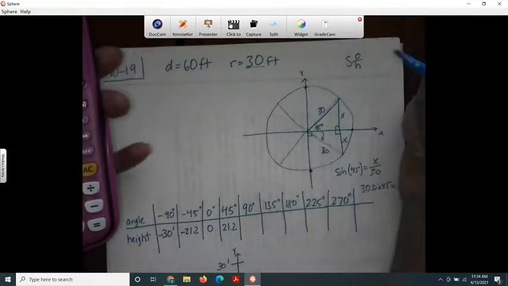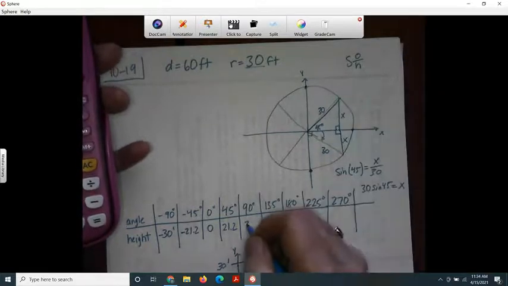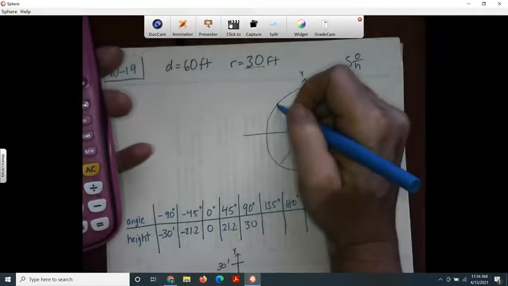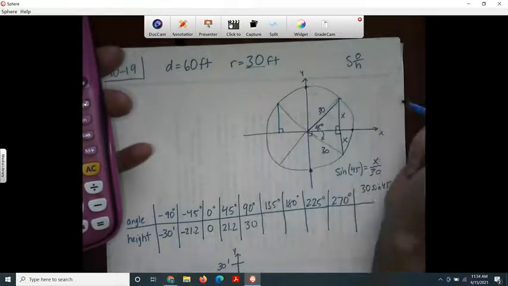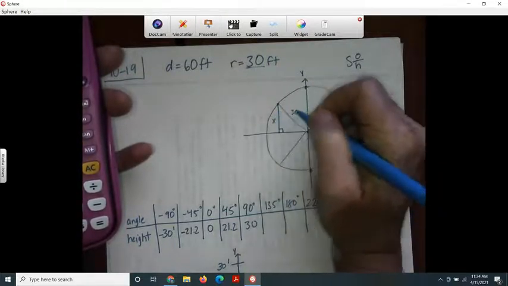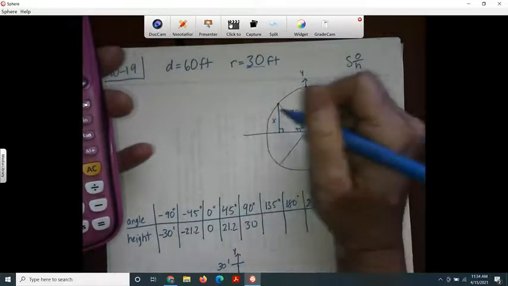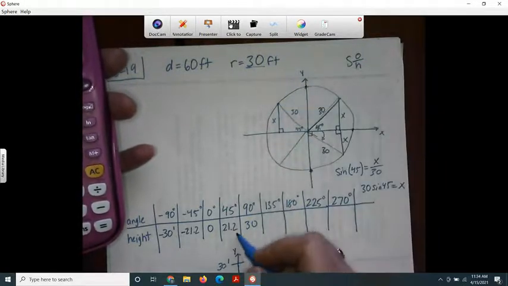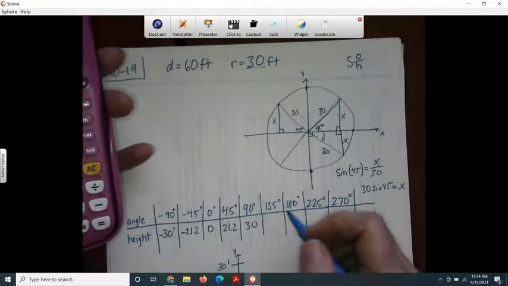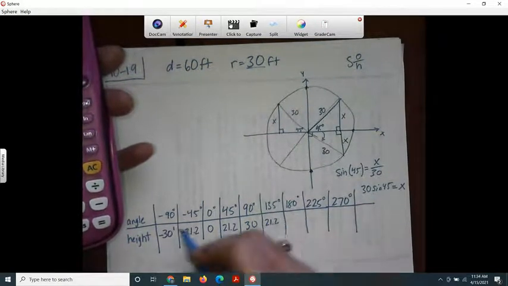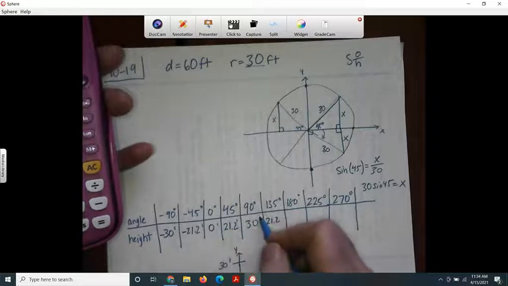135, well, guess what? It's the same triangle. It's got an x and it's got a 30, and this is a 45, 45, 90 triangle. So it's just going to be another version of this 21.2 number. And these are all feet, by the way. Okay, 180, what's my height going to be? Well, it'll just be 0 right there.